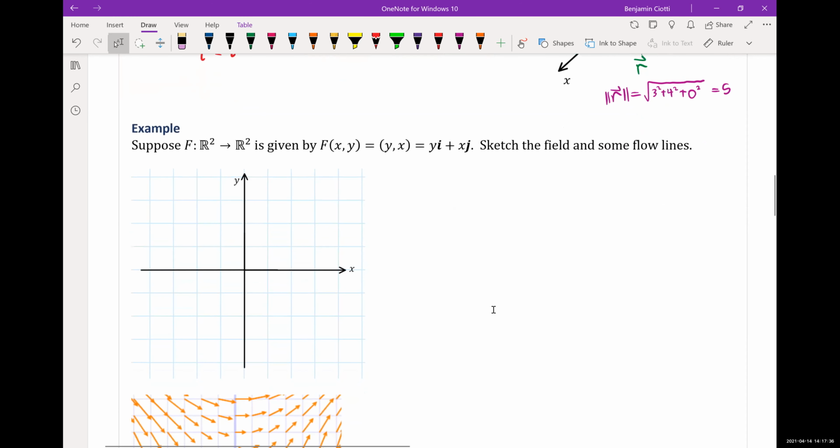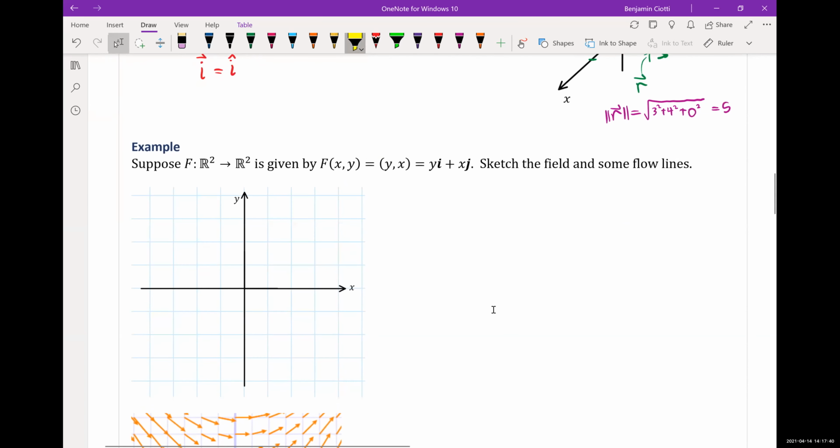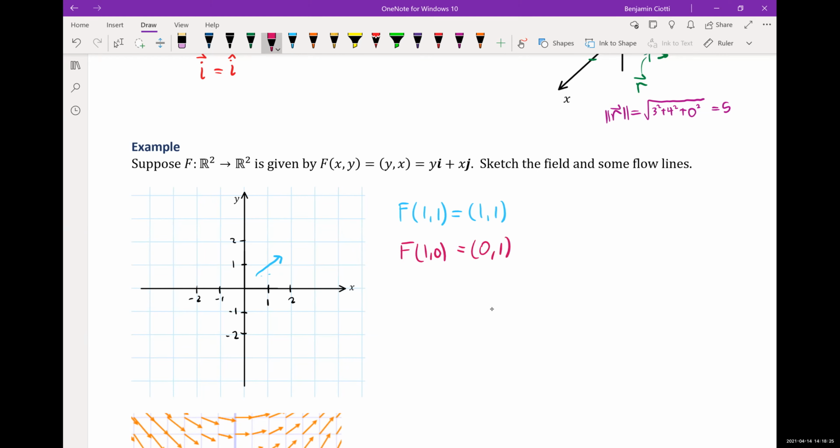Let's do an example. How about sketching a vector field? So let's sketch the vector field F of x, y equals y, x. In order to do so, I'm just going to choose some nice easy lattice points. And this can be kind of tedious in general, so I'll just go for as long as I can. Let's start with F at 1, 1. Well, that's the vector 1, 1. So I'm going to draw it like that. It goes over 1 and it goes up 1. How about F at 1, 0? That's 0, 1. So that one looks like that.